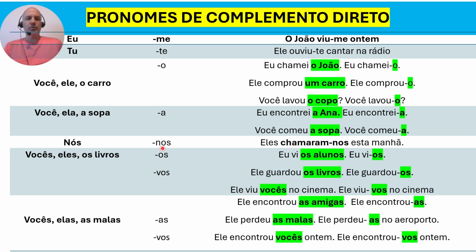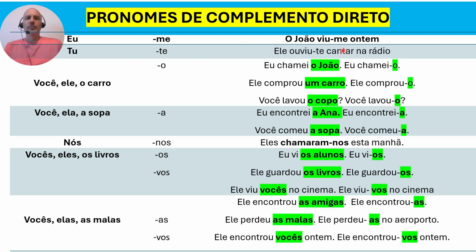For nós, we use nos. For vocês, like you guys, plural, or eles, they, just guys, or men and women, and os livros, just an example, so things, we use os. For vocês we use vos, and for elas, or for as malas, an example, for things, feminine plural, we use as or vos. So vos for vocês and as for elas, or in this case as malas, a thing that is plural and feminine. Now let's check a few examples.